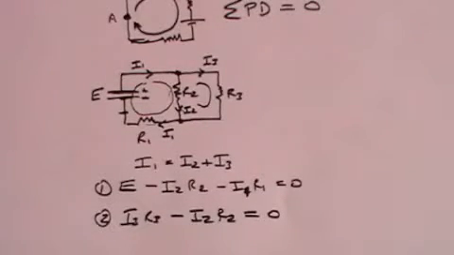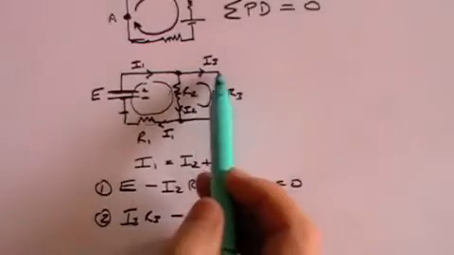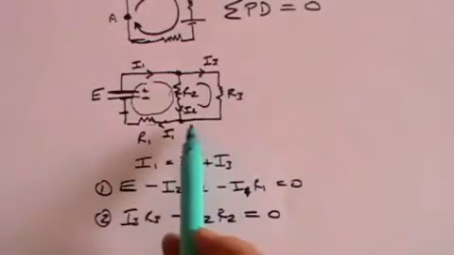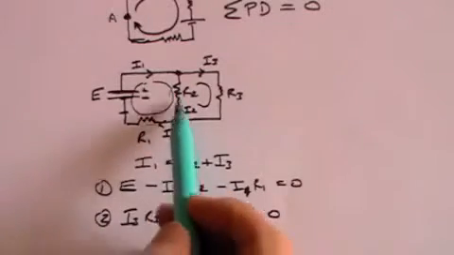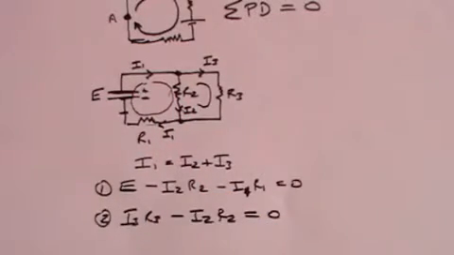Sorry, I did it right, but I didn't let you see it. So it's I3R3, the current through here, minus I2R2, because we're going in the opposite direction of I2, equals 0.